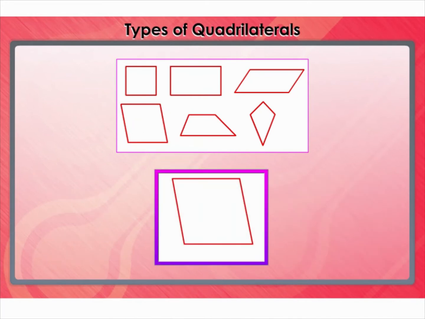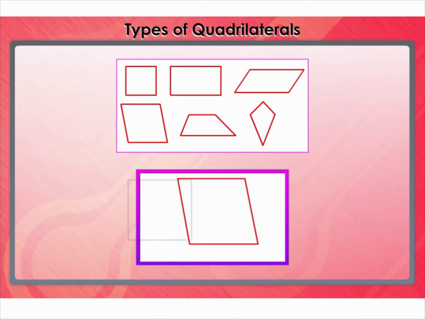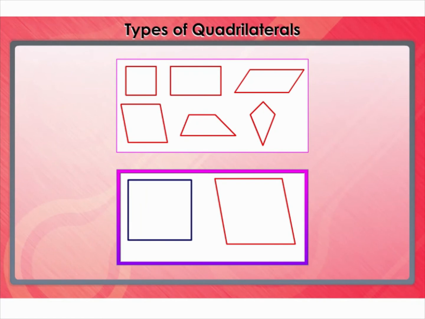Now consider the fourth type of quadrilateral. On comparing this quadrilateral with the square, we find that most of the properties are the same. However, unlike the square, its angles are not right angles. Such a quadrilateral is called a rhombus.